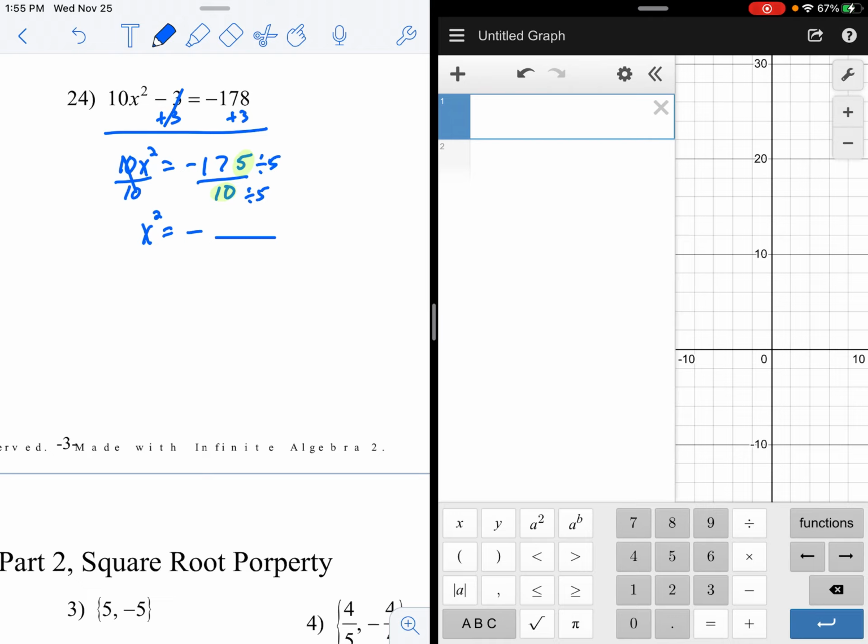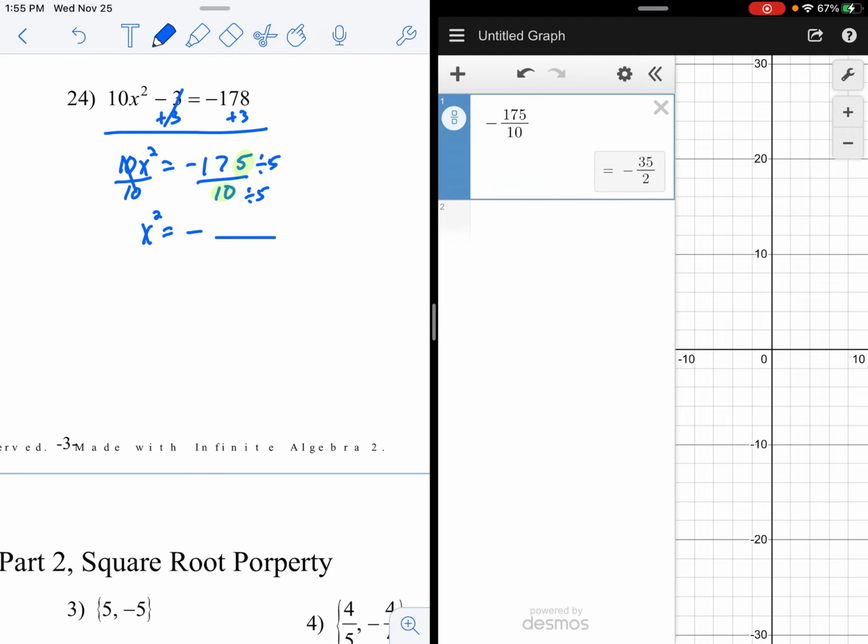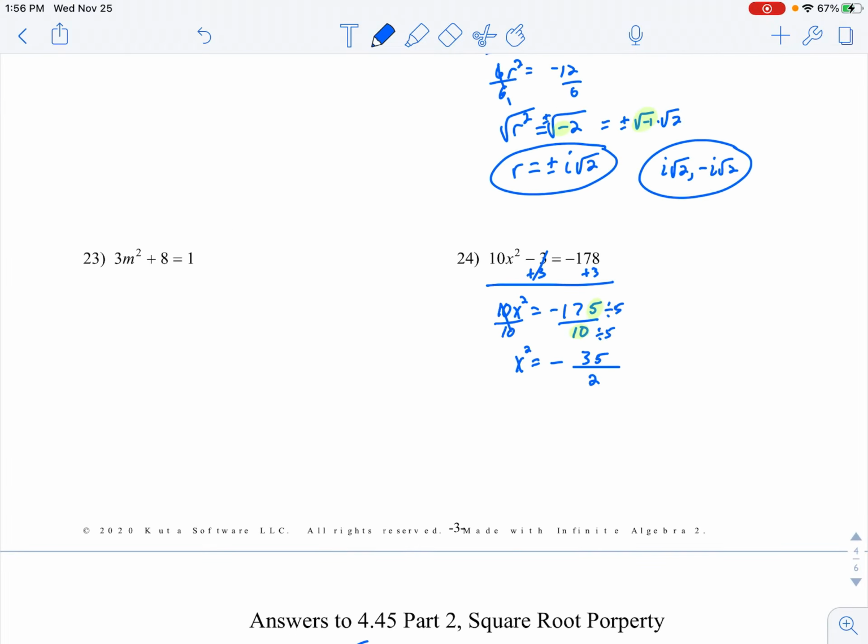I can just do negative 175 over 10, and yeah, it gives me the decimal, but if I hit, you see the little circle up there, like it's blinking on and off? So if you hit that button, it turns it into a fraction for you, 35 over 2. So a little tip if you're using Desmos and you don't want to have to deal with fractions, there.